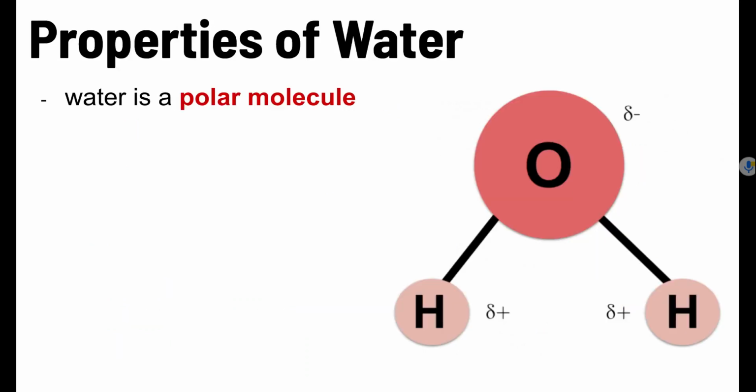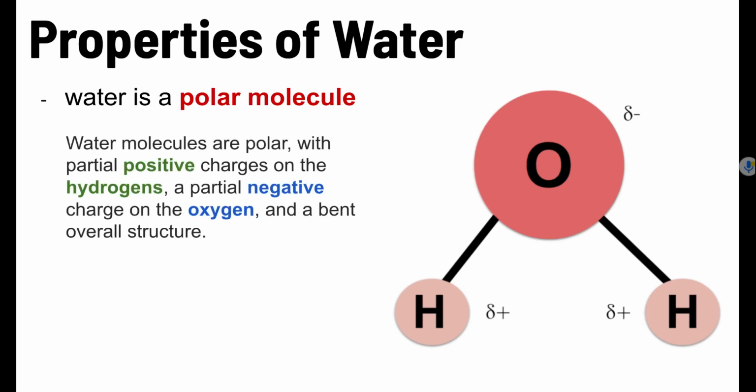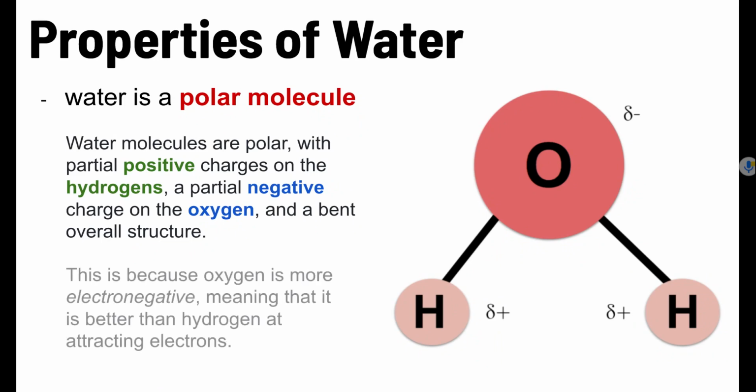Now let's talk about the properties of water. The first property is that water is a polar molecule. Water molecules are polar because they have a partial positive charge on the hydrogens and a partial negative charge on the oxygen, and more electrons surround the oxygen, making the oxygen more electronegative. So basically, one end of water is more negative and the other end of water is more positive. And that's what creates this polarity.